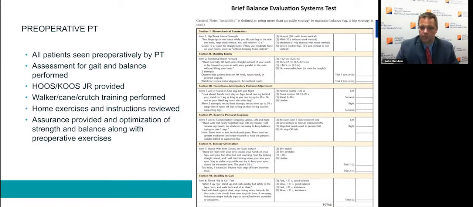They've been there. They've done this before. There's a whole program for it. We have a whole booklet for it. This also gives us a chance to optimize strength and balance preoperatively. They get preoperative PT with this, along with exercise sheets and things to work on at home while they're waiting for their joint replacement in order to maximize their strength and their balance prior to the surgery.